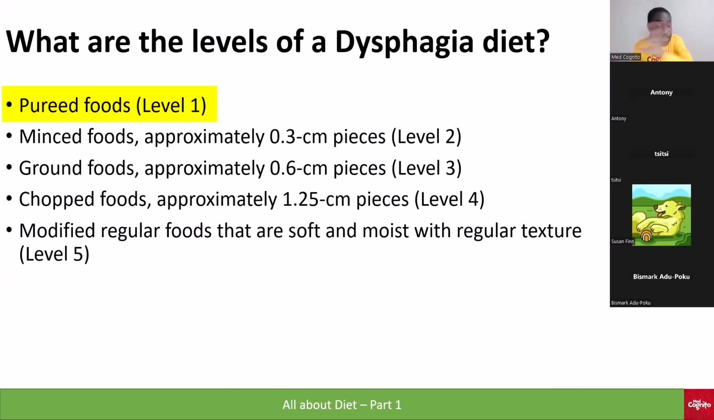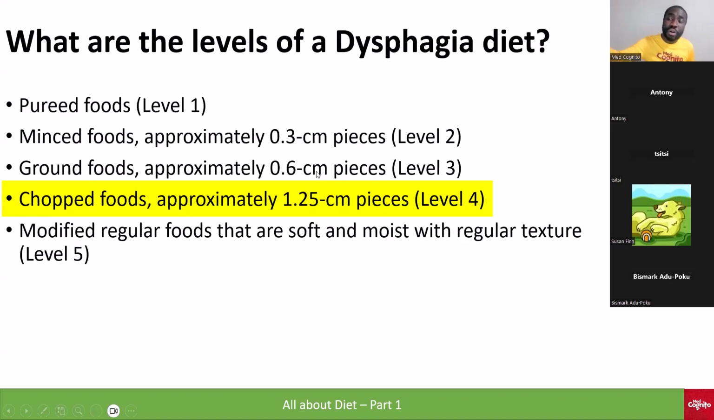Level two is minced foods. The size of the food is about 0.3 centimeter pieces. And then we have ground foods. That is level three, 0.6. And then we have chopped foods. That is level four, 1.25. The way I remember it is I start with 0.3, then I double it and get 0.6, and I double 0.6 and get 1.2.